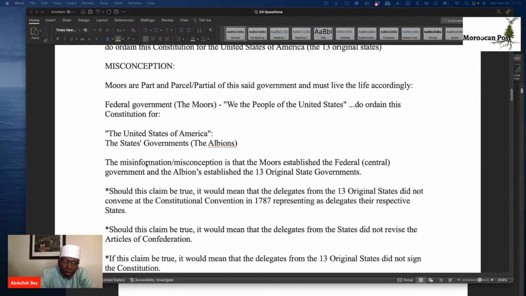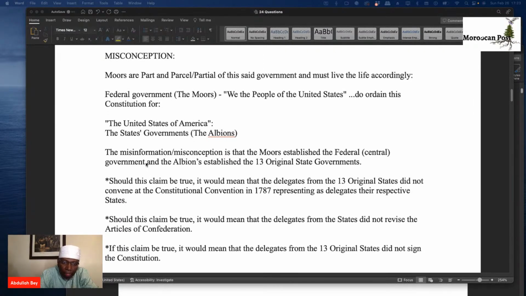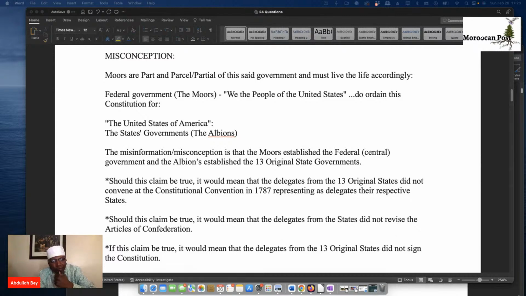Misconceptions. That's been taught for 25 years. The misconception is that the Moors established the federal central government and the Albions established the 13 original state governments. Should this claim be true, it would mean that the delegates from the original states did not convene at the Constitutional Convention in 1787, representing as delegates their respective states.